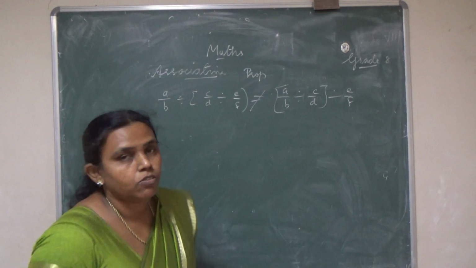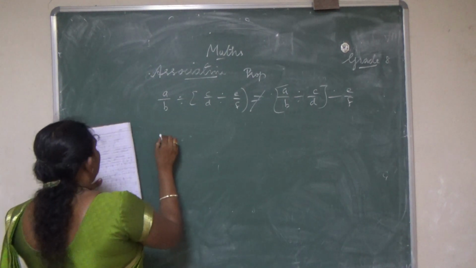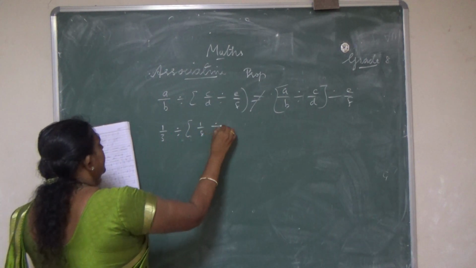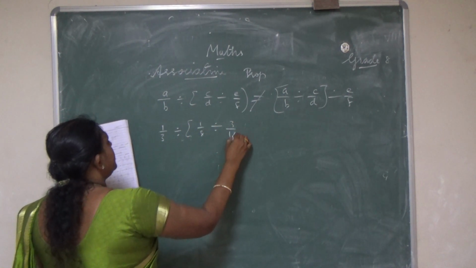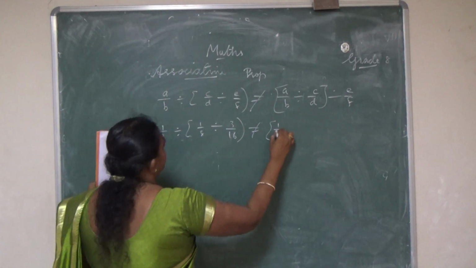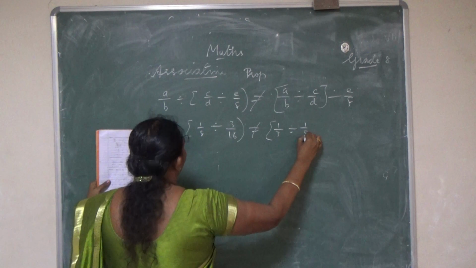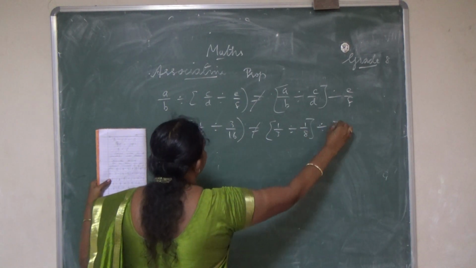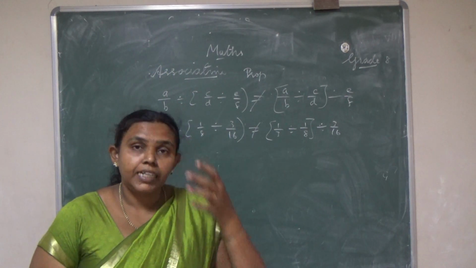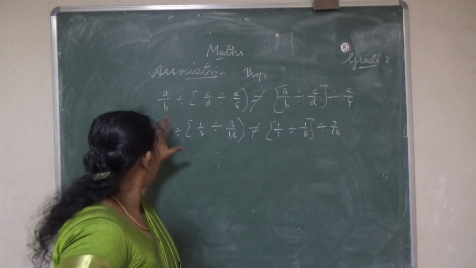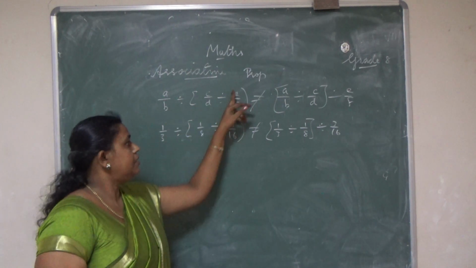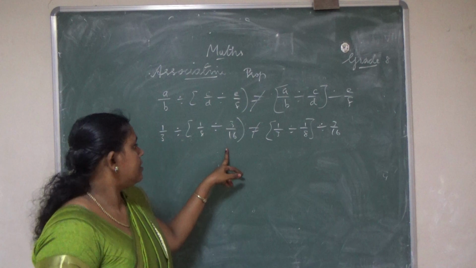Shall we try one example? 1/3 ÷ (1/8 ÷ 3/16) is not equal to (1/3 ÷ 1/8) ÷ 3/16. Okay? Clear? A/B is 1/3, C/D is 1/8, and E/F is another, 3/16. That is not equal to.